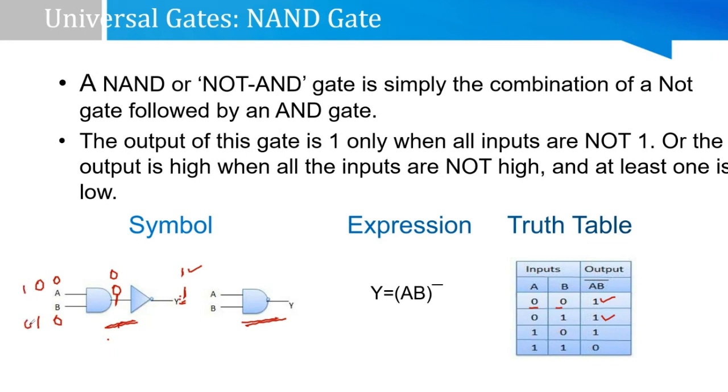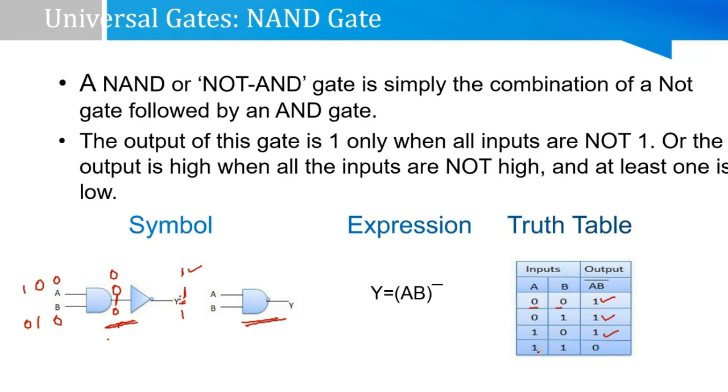A is 1, B is 0. So 1 into 0, the output of the AND gate will be 0. The 0 input goes to the inverter. So what will be the output? 1. So one of the inputs is 1 and another input is 0, and you will be having the output as 1.